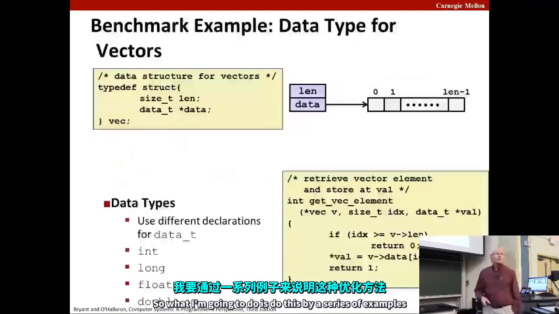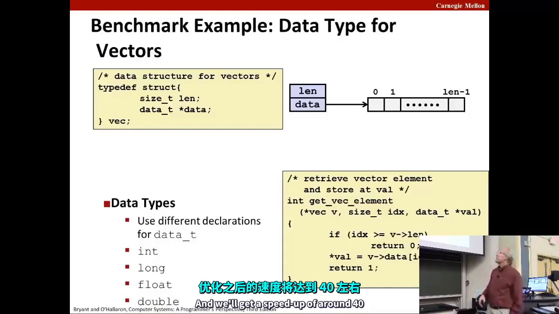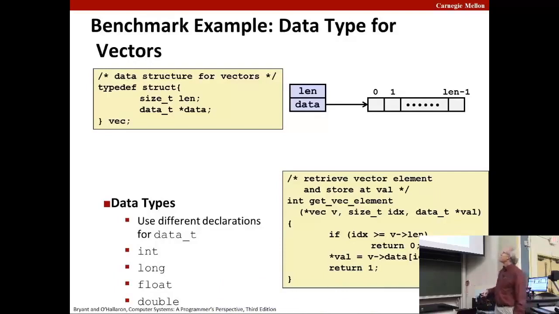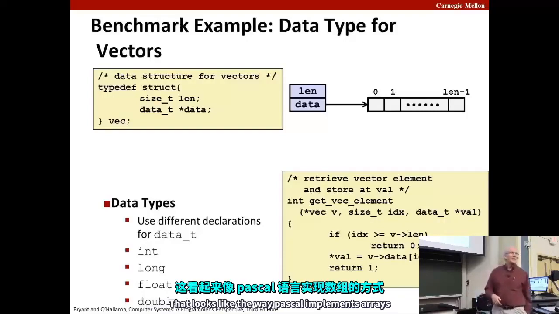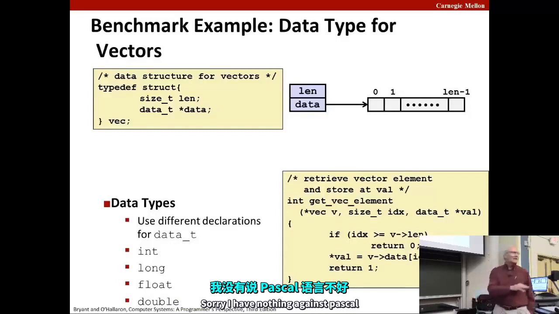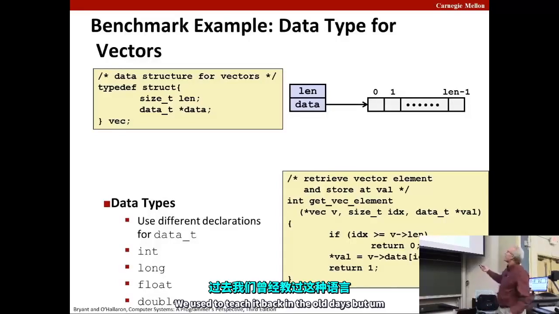So what I'm going to do is do this by a series of examples, starting from some not very efficient code and making it run faster and faster. And we'll get a speed up of around 40 just in doing what we're doing. So I'll start by saying, well, assume I have a data structure that looks like the way Pascal implements arrays. Sorry, I have nothing against Pascal. We used to teach it back in the old days.